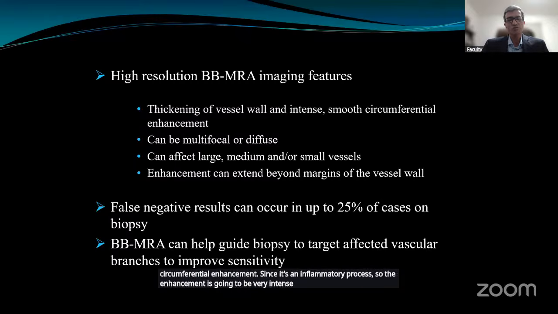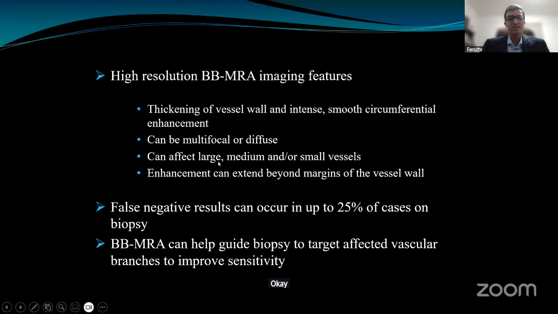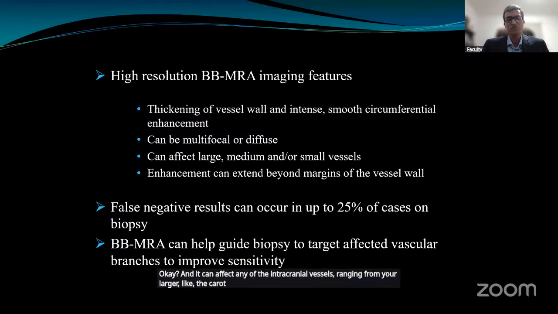Sometimes the enhancement is so intense that it extends into the adjacent perivascular surface, going beyond the margin of the vessels. And it can affect any of the intracranial vessels, ranging from the larger ones like the carotids, basilar artery, or vertebral artery, to the more distal cortical branches.